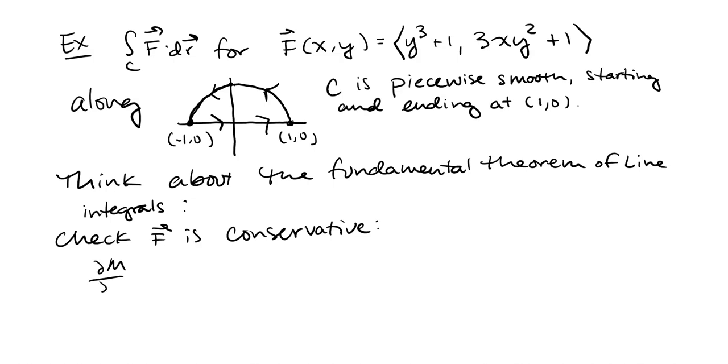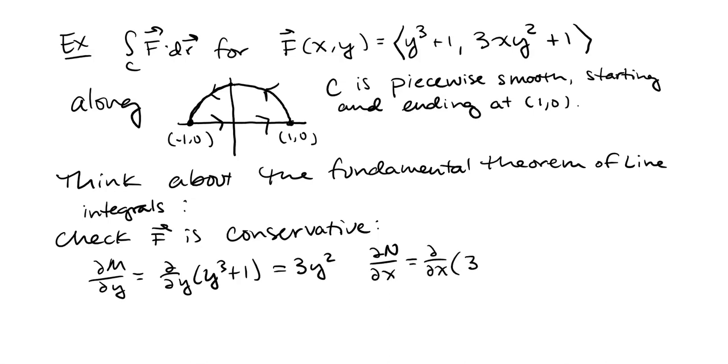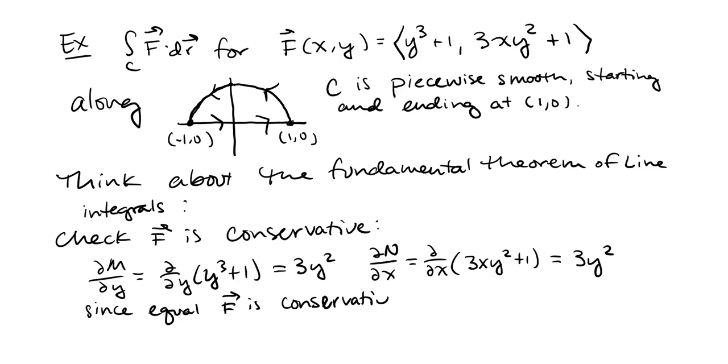So we take the partial of M with respect to y, which is the partial with respect to y of y cubed plus 1, which ends up as 3y squared, and the partial of N with respect to x, which is the partial with respect to x of 3xy squared plus 1, which will also be 3y squared. So since those are equal, F is conservative. So what that means is the fundamental theorem of line integrals applies.